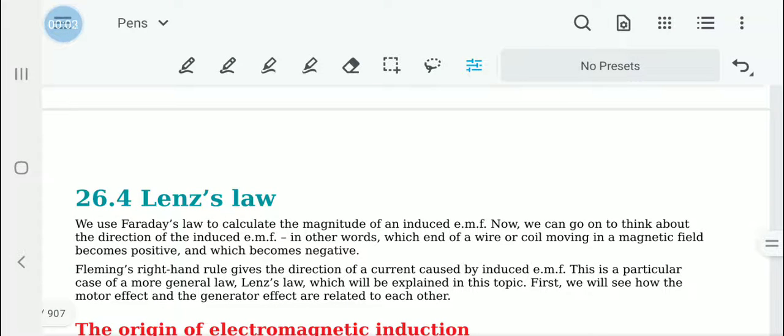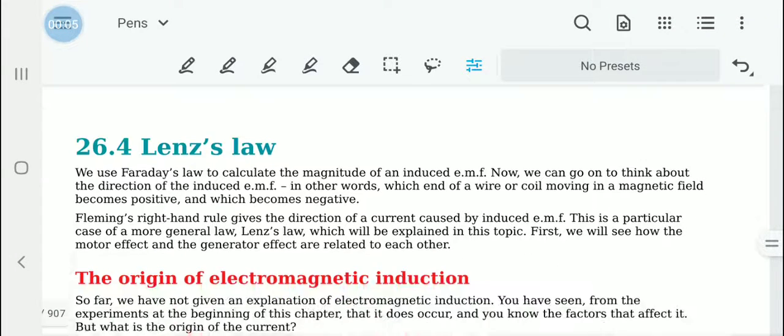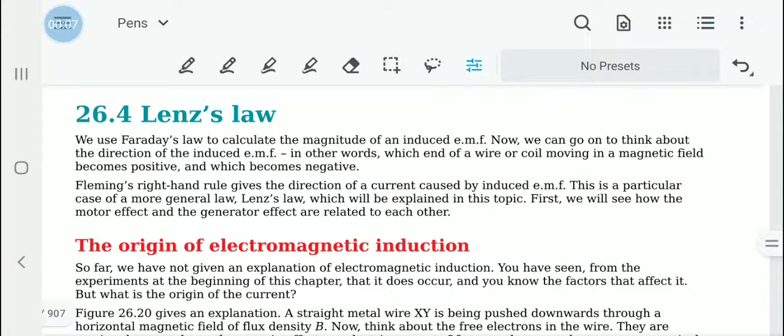Chapter 26, Theory Video 5, we are going to discuss Lenz's law. Earlier we discussed Faraday's law and we deduced the value of the EMF that is generated as a result of electromagnetic induction. Now we are going to talk about the direction of the EMF.